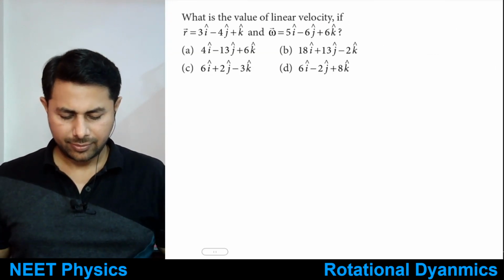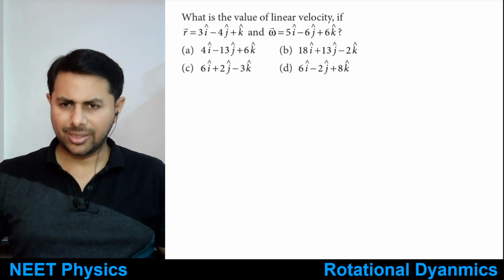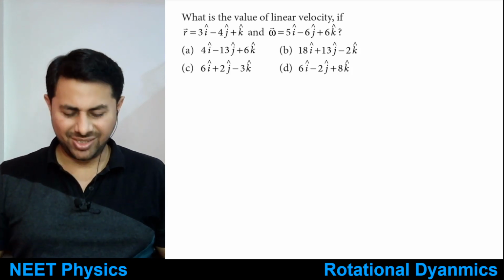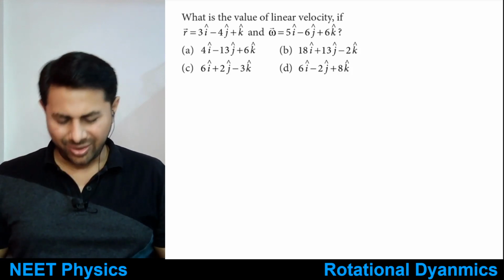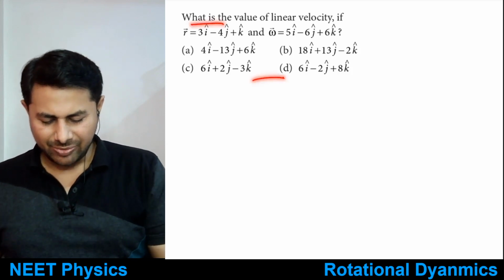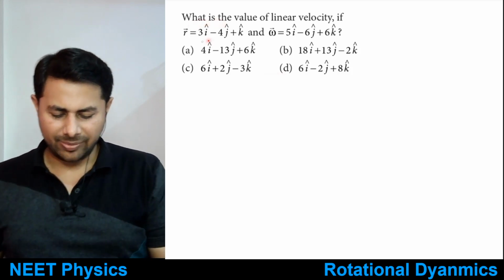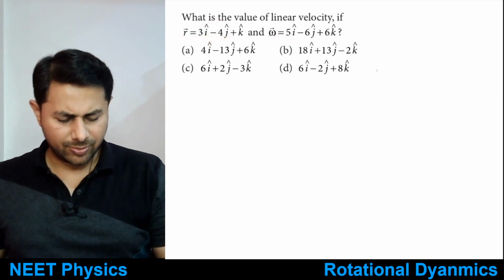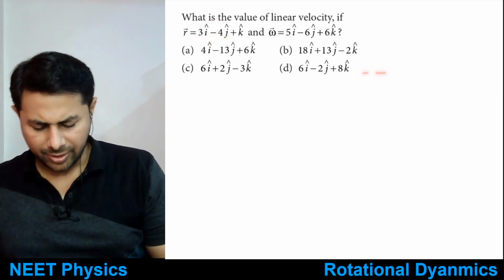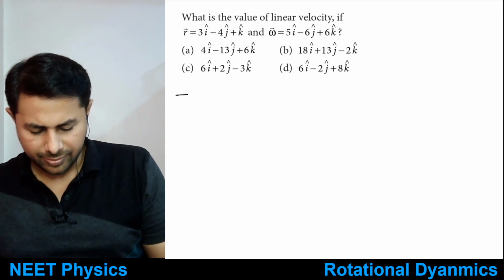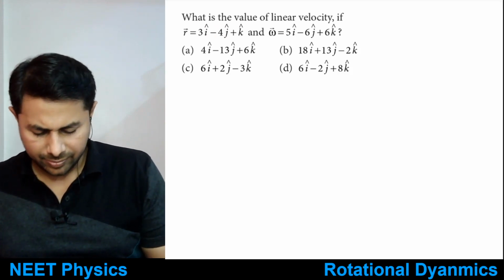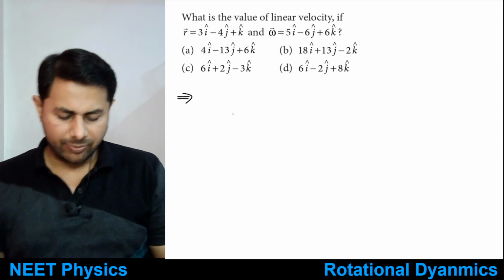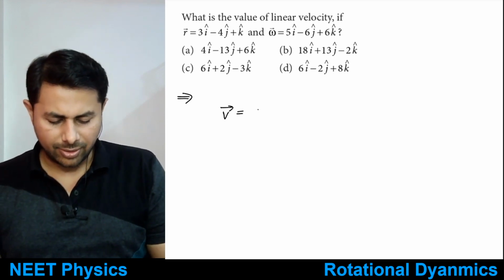All right, right now let us just see some problems based upon these things, whatever we saw. Let's see this one. What is the value of linear velocity if r bar is equal to this and omega bar is equal to this? This is also from NEET, I don't know which year, but it is from NEET or AIPMT. So we know that v bar is equal to omega bar cross r bar.